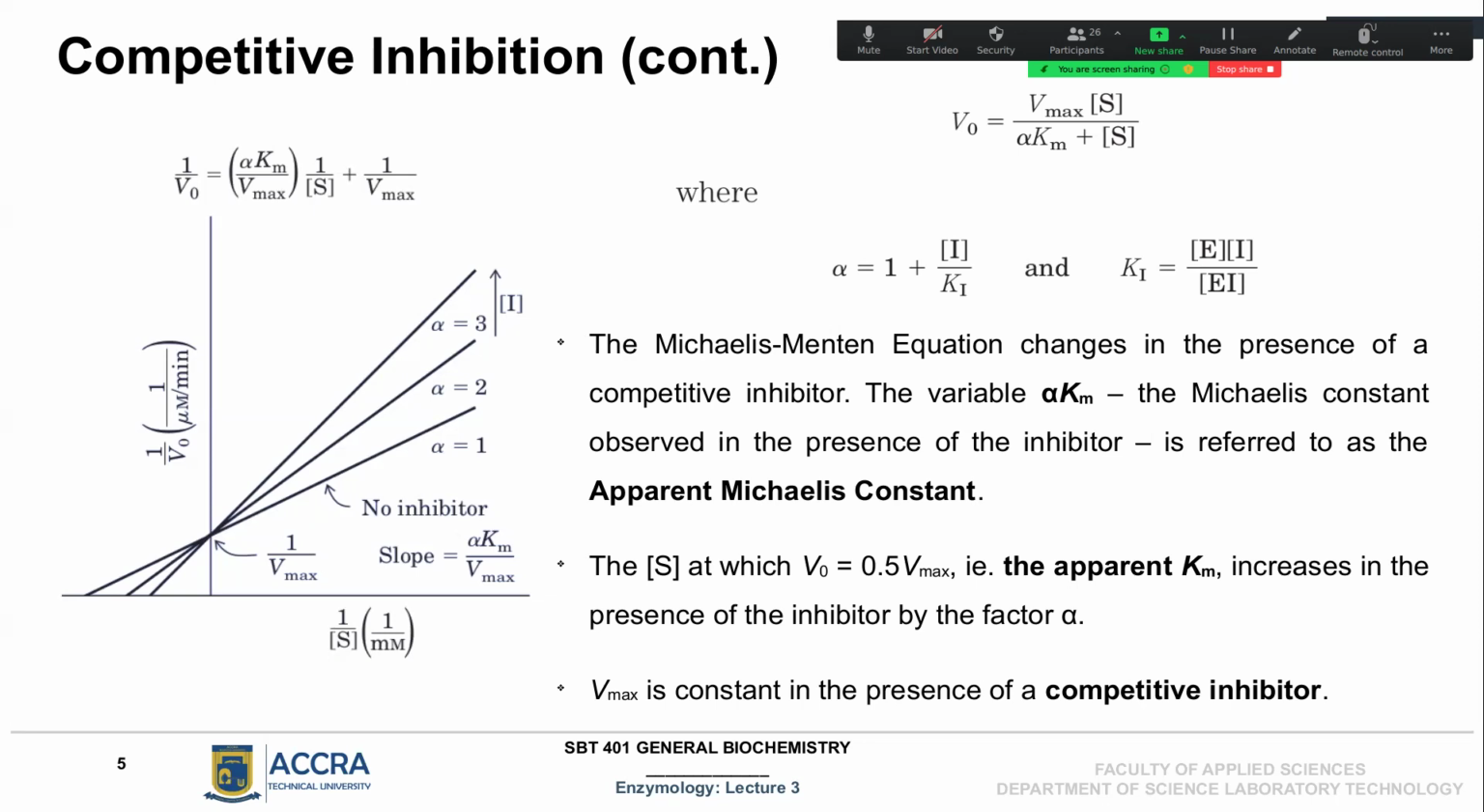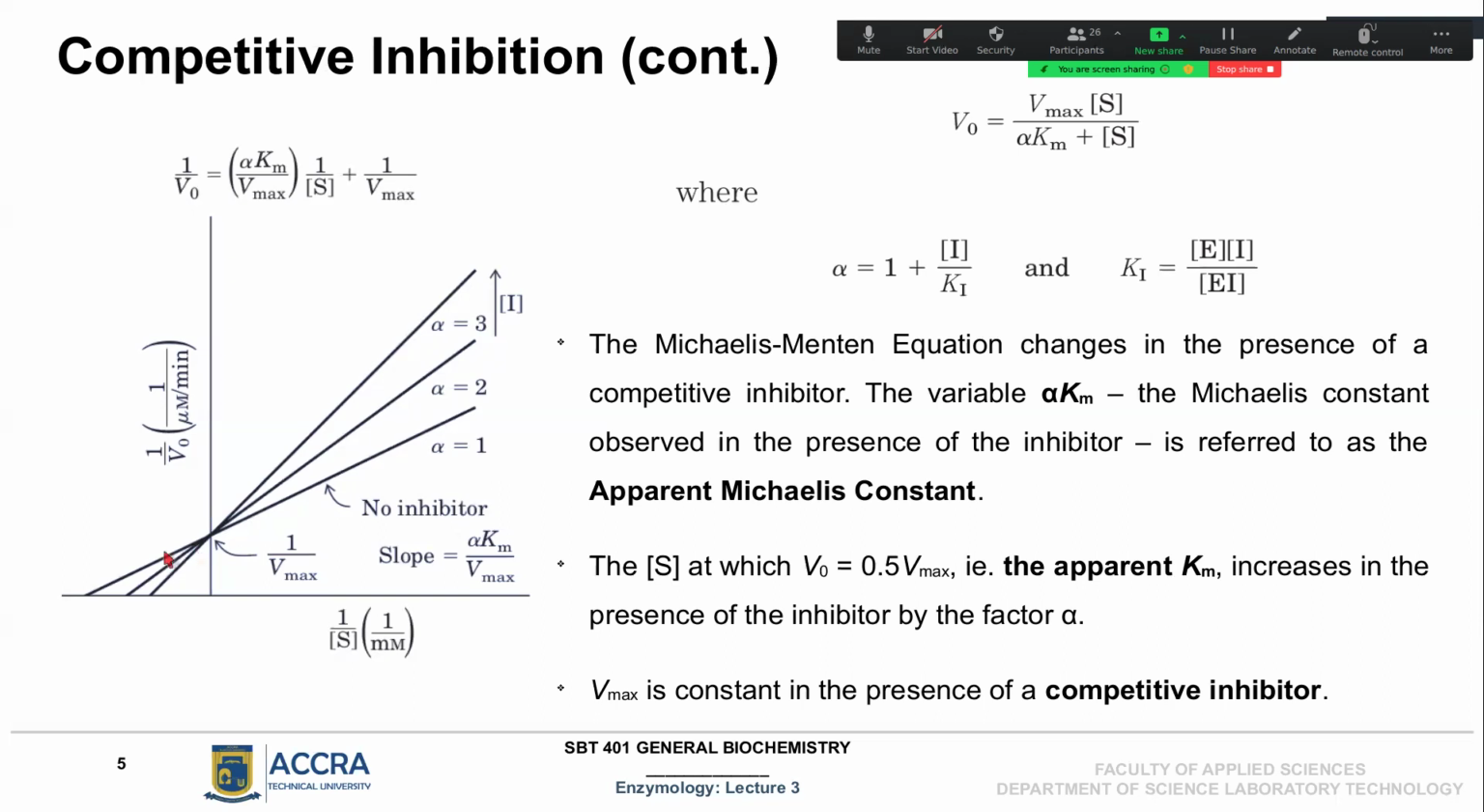It's not affected because I explained earlier that if you have a competitive inhibitor present in the reaction mixture, and you continue to add more substrate in that reaction mixture, the substrate goes to displace the inhibitor and binds to the active site for the reaction to continue. So what it means is, if you continue to add more substrate, you can attain the maximum rate of the reaction.